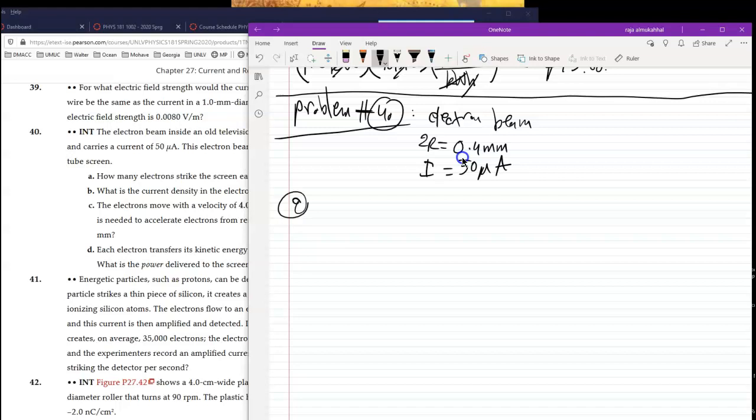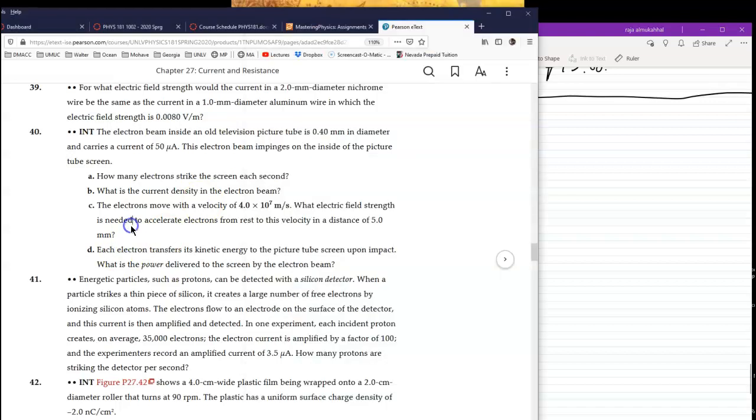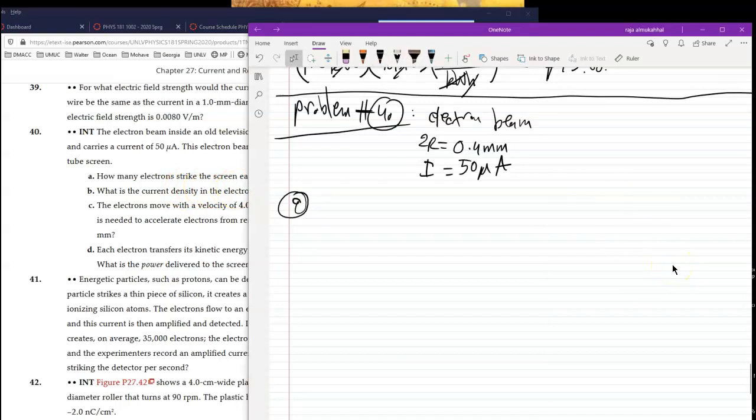Now, first part of the problem, he says, how many electrons strike the screen each second? So here is a little picture for you. Imagine here is the tube, here is the screen right here. So the electron comes out of the tube like that, at least that's how I'm picturing it. And here's the inside of the screen, and the electron is striking it. I want to know how many electrons strike the screen each second. How do we do it?